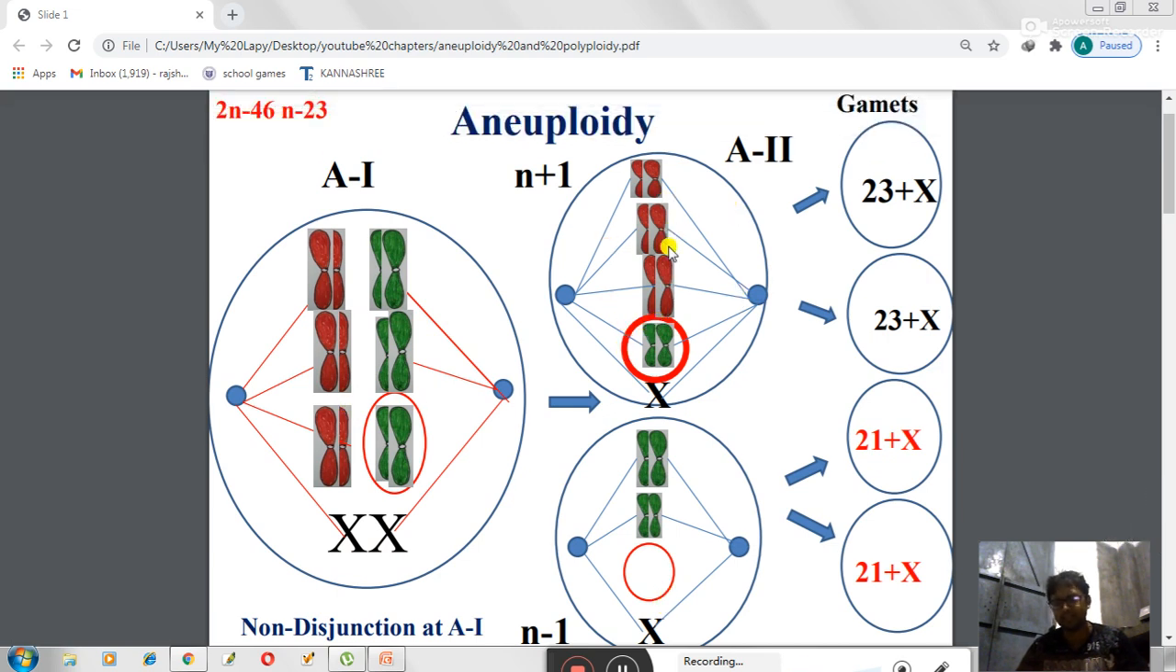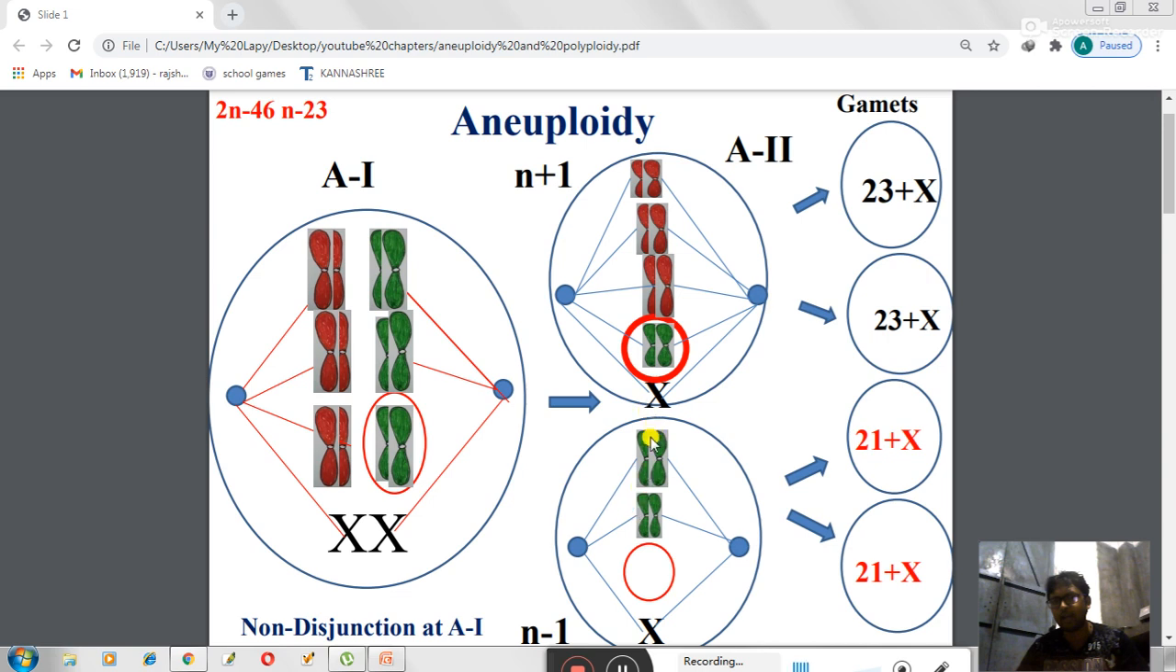23 is here, one extra, n plus 1. Instead of 22, 23 is there with one extra X chromosome, and in this case 21 is there, as one chromosome is not going here, it's going to the other side. So instead of 22, it represents 23 chromosomes, and here 22 minus 1, that is, one chromosome is going away, so 21 autosomes are there and one X chromosome is there.